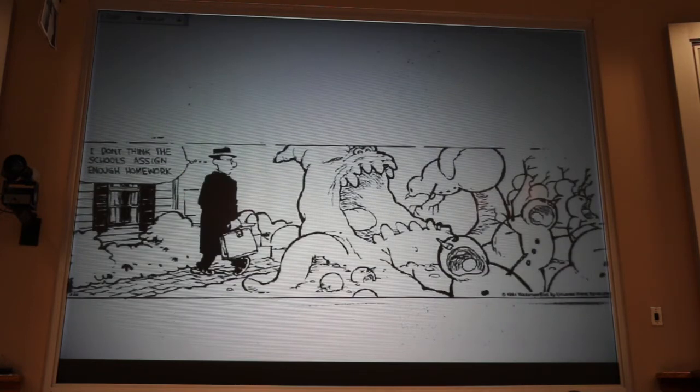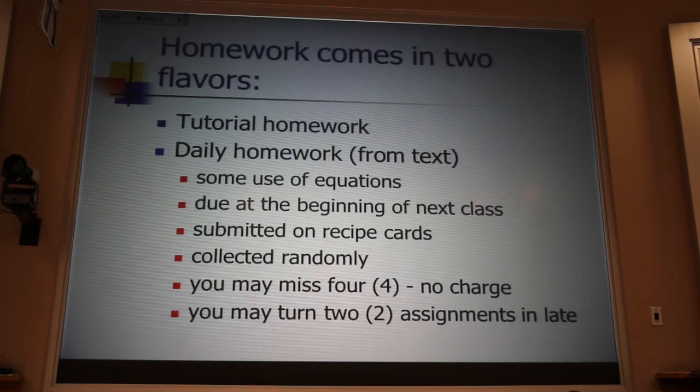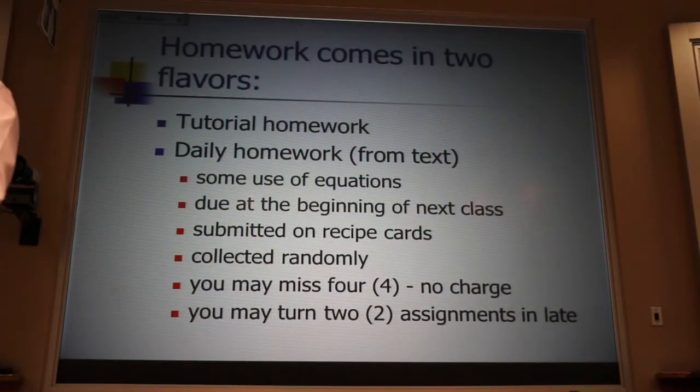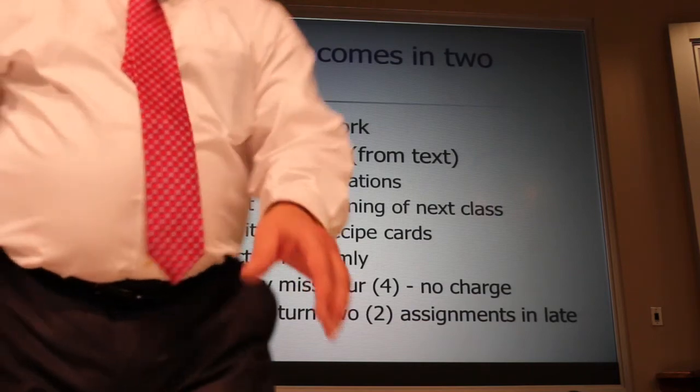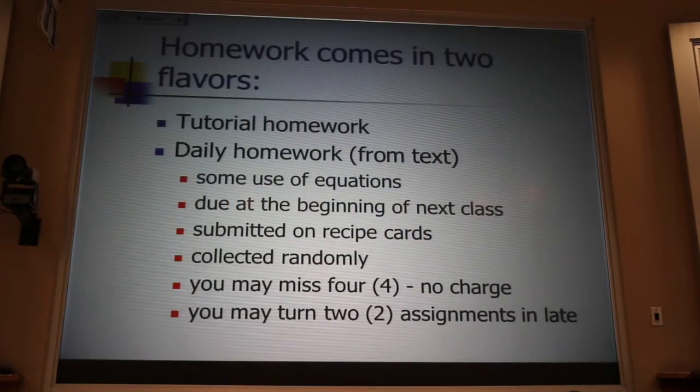Like Calvin and Hobbes, I don't think the schools assign enough homework. We have a second kind of homework. In the textbook that you haven't bought because it's not in the bookstore, at the end of every chapter, there are problems. And every lecture, I will assign 3 of those problems for the next lecture. Now, what you will do is you're going to go out and invest in a bunch of 5x7 cards. And on Friday, you're going to show up with 3 of these cards, 1 card for each of the 3 problems that you've been assigned.